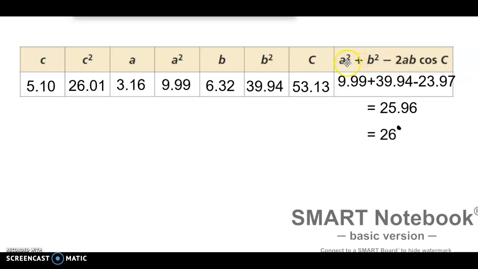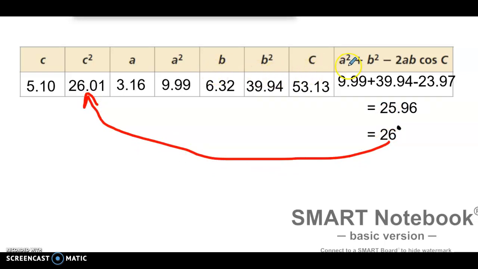So here's the formula. A squared plus B squared minus 2AB times the cosine of C. A squared is 9.9, B squared is 39.94. 2 times a times b times the cosine of c, you should have gotten 23.97 if you round it. You add all those, subtract the last one, you get 25.96, or approximately 26 degrees. So notice that that is the same thing as c squared.